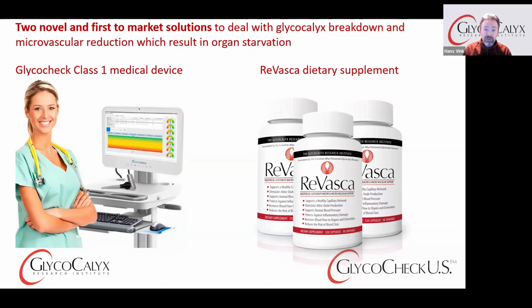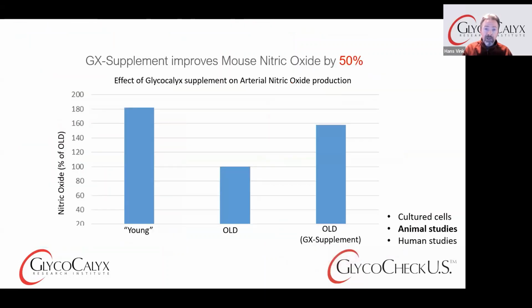And this is where Revasca can be of significant help, really restoring the normal levels of nitric oxide production, for instance, and also helping to prevent the adhesion of the inflammatory cells and really lowering the level of inflammation that's such a significant part of the atherosclerosis. So a few more slides to show the effect of Revasca. Some of these data you might have seen before.